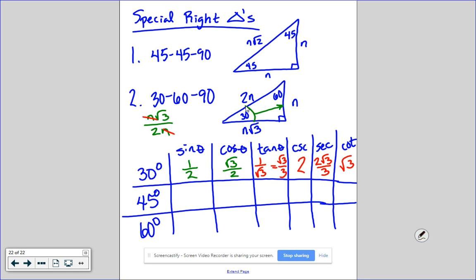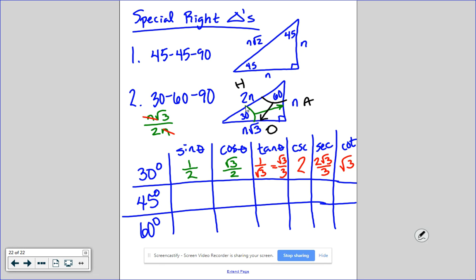Now we have to do the same thing with 60. We're going to jump down to 60, so we're in the same triangle. So now what's the opposite side? n square root 3, right? And then the adjacent side, the hypotenuse. Can we move a little bit quicker through this now that we've seen how the process works?